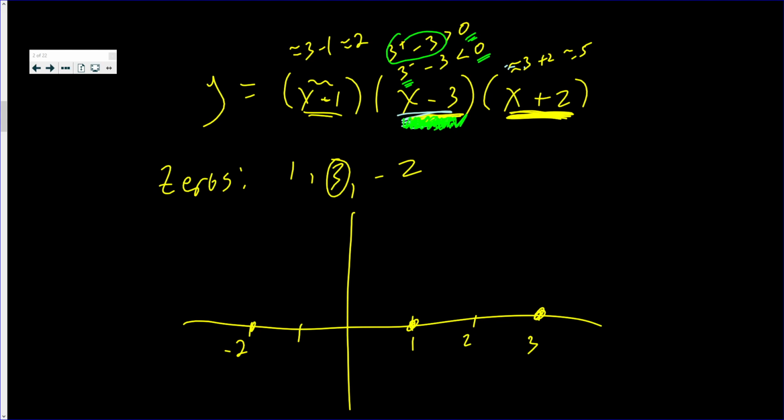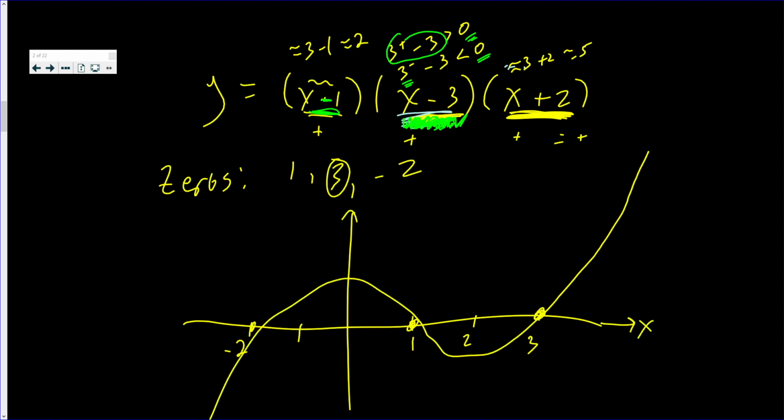Okay, so x minus 1. This is the only factor that's going to change signs at 1. And I have the zeros, and when x is a really large number, minus 1 is positive, large number minus 3 is positive, large number plus 2 is even larger, positive. You multiply those, you get positive. So here is your graph.